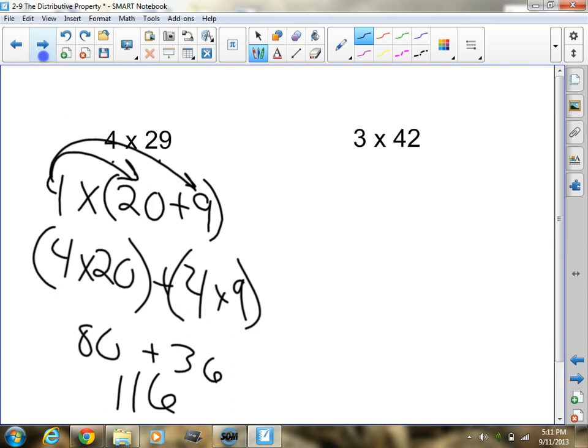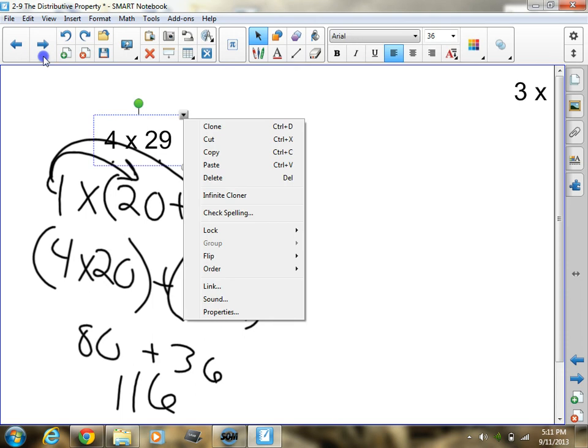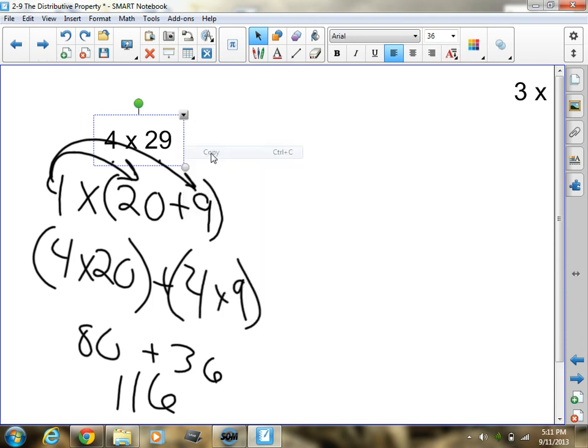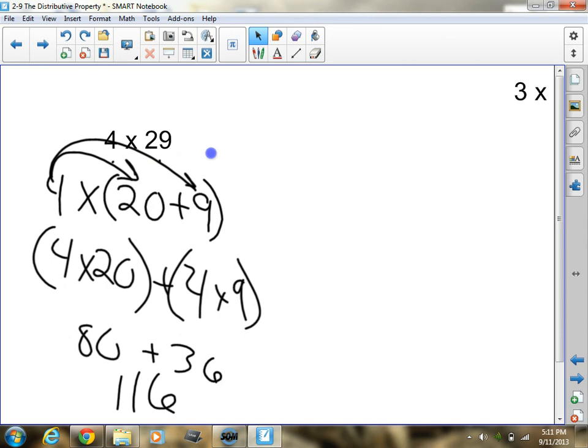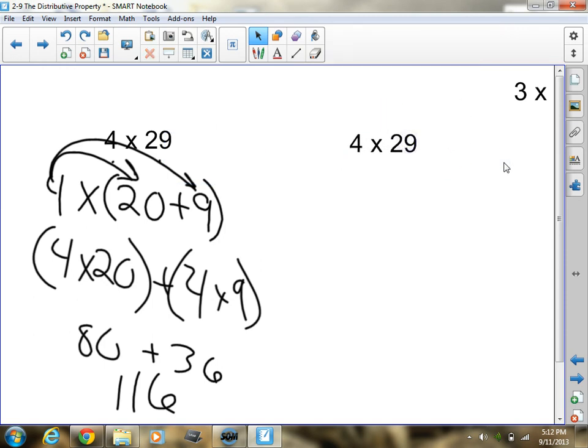Now, I'm actually going to pause. We're going to get rid of this real quick. Okay, I'm just going to move that off the side on purpose, because I'm going to copy this and paste it over here. There we go. Because I'm going to think of 4 times 29 in a different way.